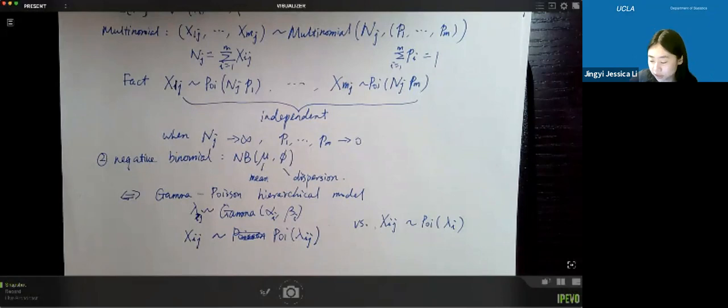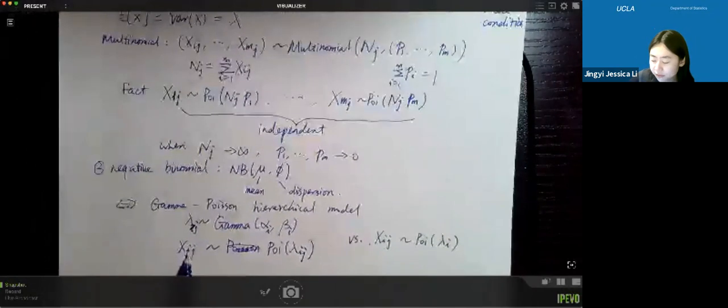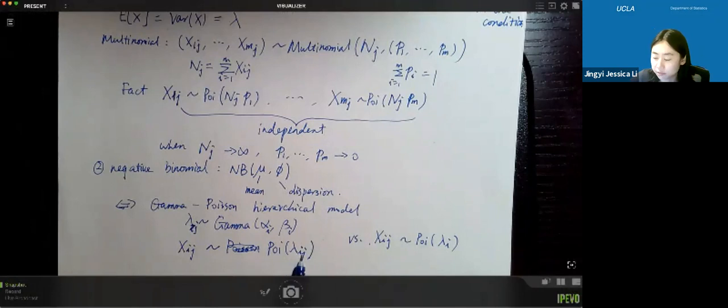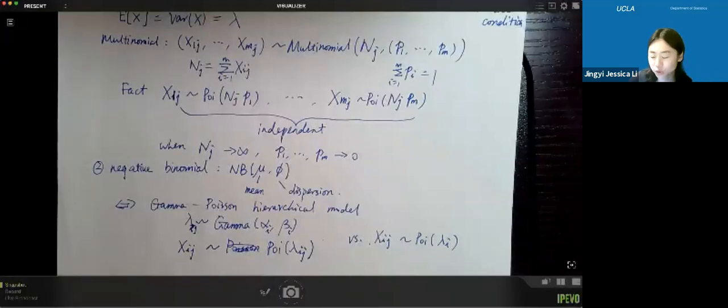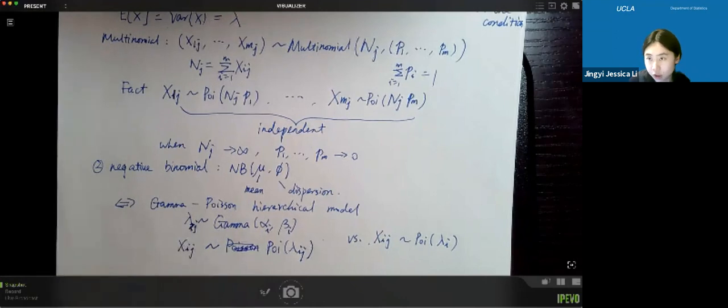And why can this be reasonable? If you think from biology, this is the observed count of gene i in sample j. If you believe that there's some biological truth about the copy number of gene i in sample j, then this copy number may still differ a little across replicates. Even though the replicates are considered to be biologically equal, there's still some fluctuation in biology. That's why it's reasonable to assume that lambda ij itself follows some distribution, gamma. So that's the understanding of the gamma-Poisson hierarchical model.